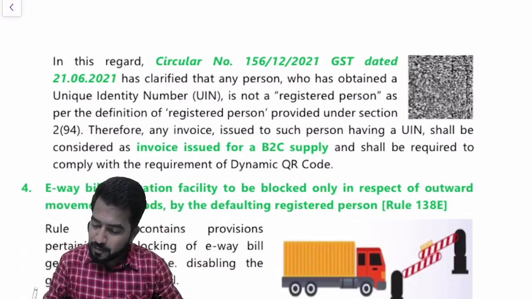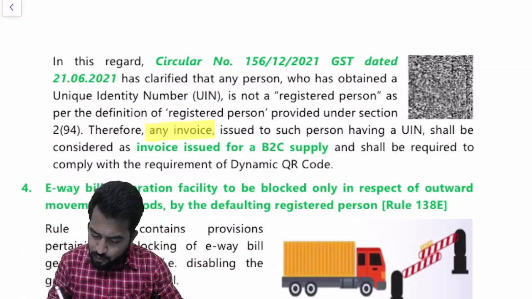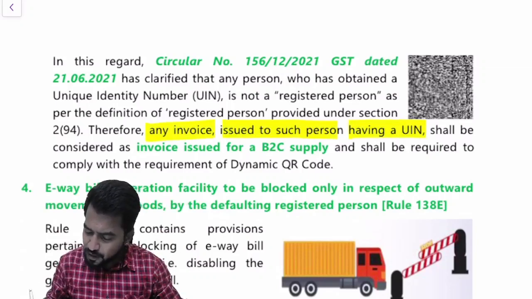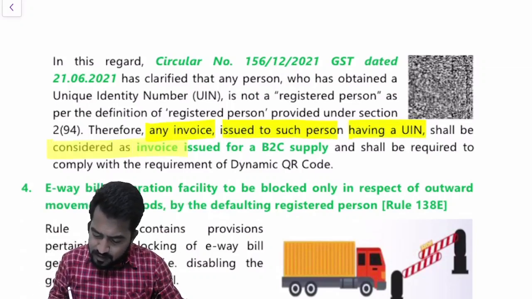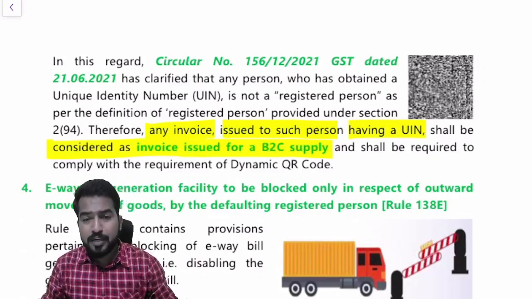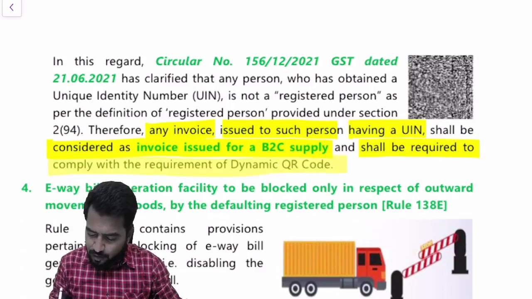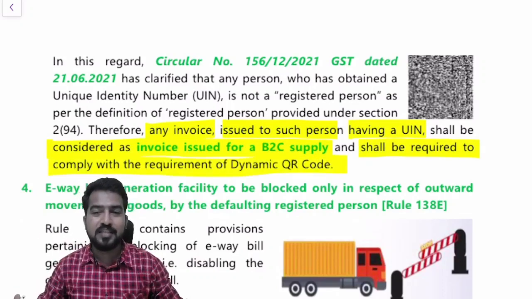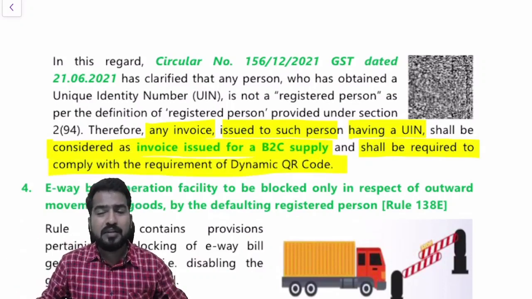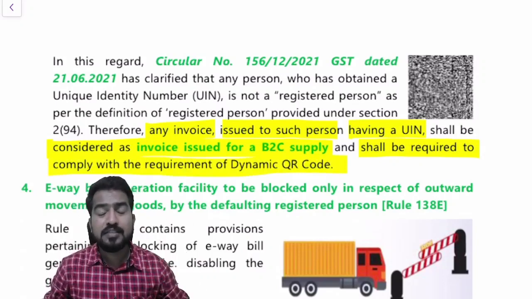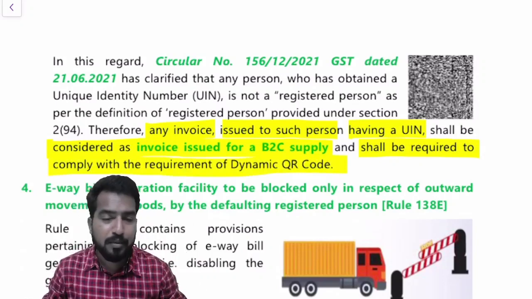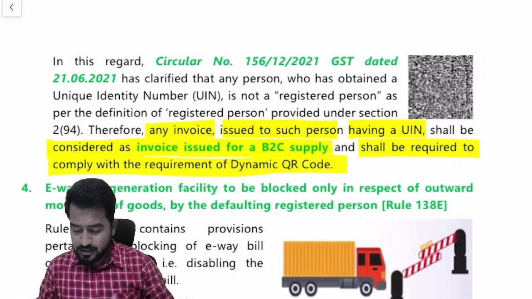That is what the amendment is, a very simple one. So any invoice issued to such a person having a UIN shall be considered as an invoice issued for a B2C supply and shall be required to comply with the requirement of dynamic QR code provisions. That is another amendment. To be clear, it is a clarification rather than an amendment, my dear. So that is the next thing.